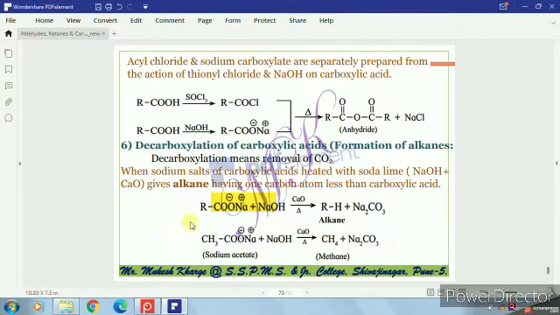So in the sodium salt of that carboxylic acid, there are two carbons, but in your alkane one carbon is obtained, because another carbon is given as Na2CO3. So there is loss of one carbon during this reaction.